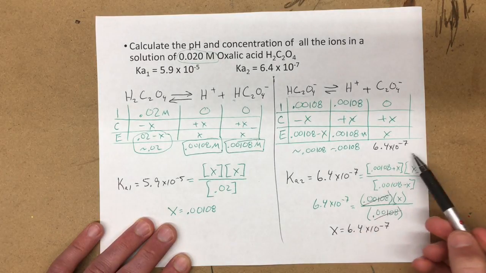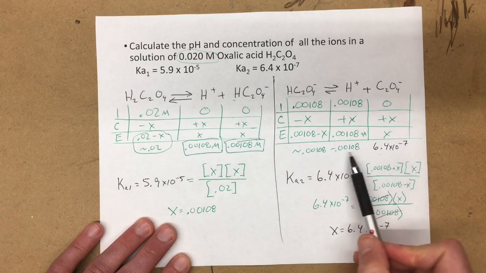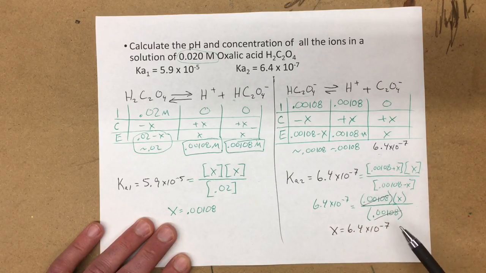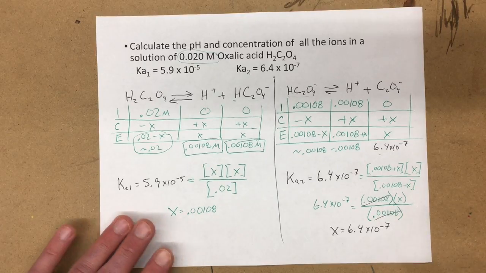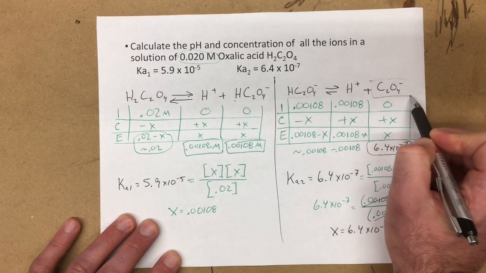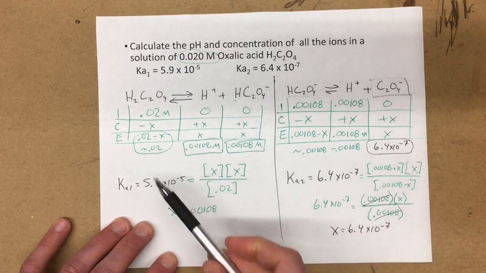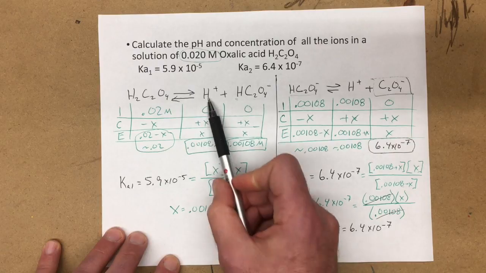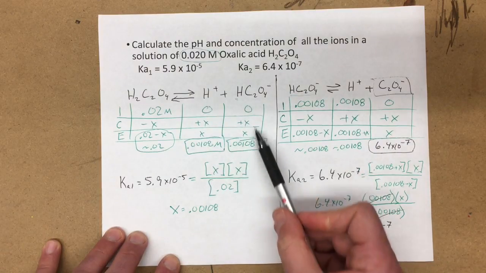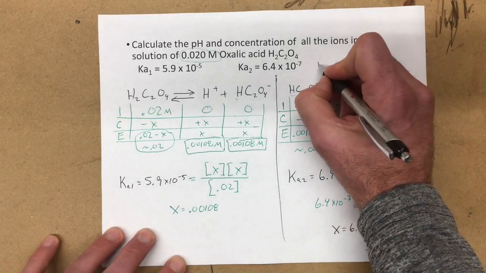The hydrogen concentration will also change by that much. It'll go up by that much. But that number, as you can see, is pretty insignificant. It's not really going to change this very much. So this is your final concentration of the conjugate base. And in our first part of the problem, we found the concentration of hydrogen and the concentration of this conjugate base. And so the last thing we need to do is find the pH.